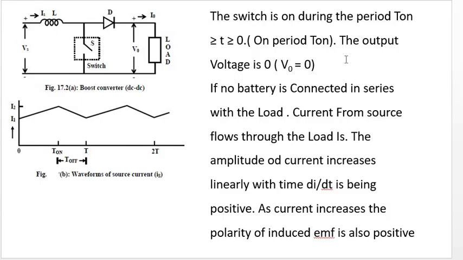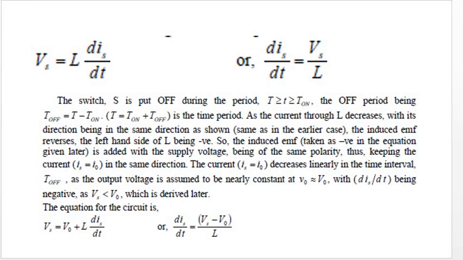The switch is on during the period T on, that is, between 0 and T on. Output voltage is 0. If no battery is connected in series with the load, the current from the source, Is, flows through the load. The amplitude of the current increases linearly with time, that is, the ratio di by dt is positive. As the current increases, the polarity of the EMF is also positive. Vs is equal to L into dis by dt, or dis by dt is equal to Vs by L.